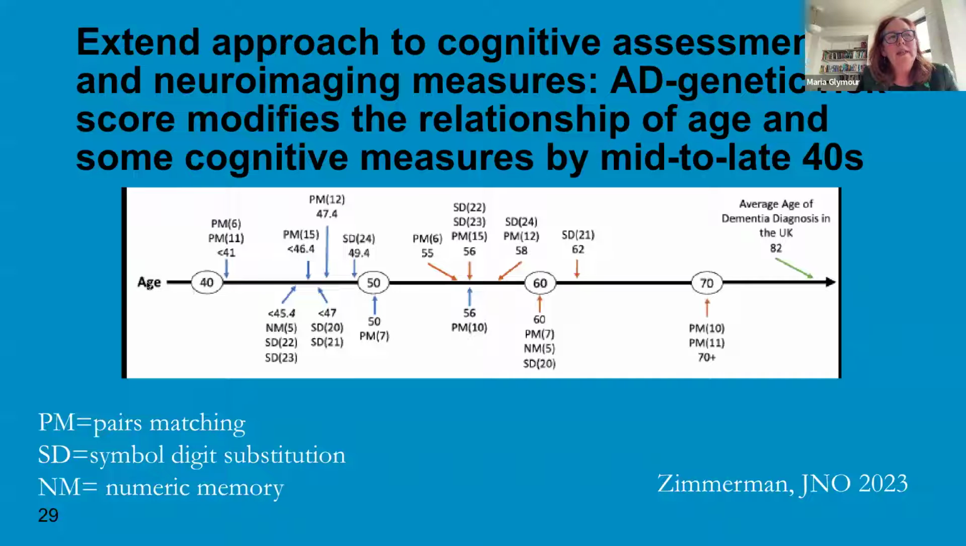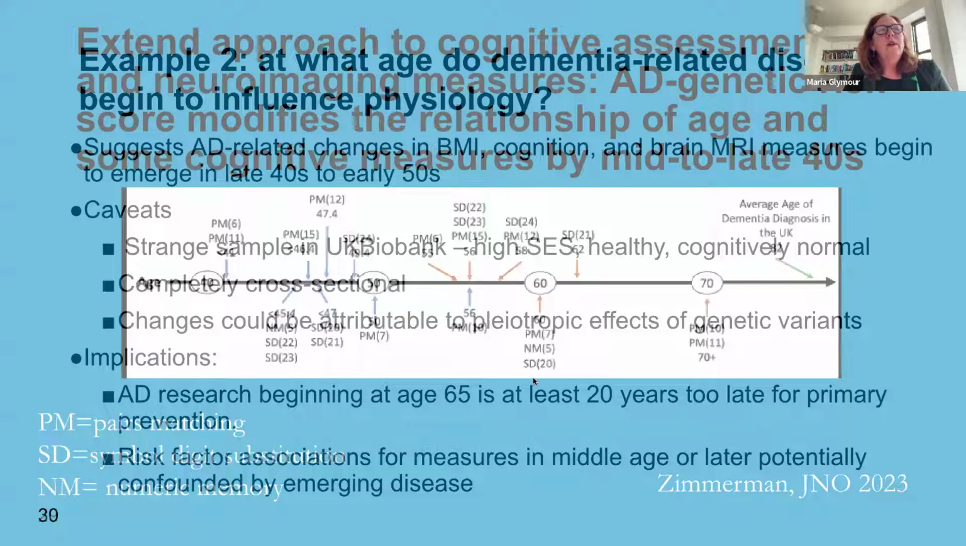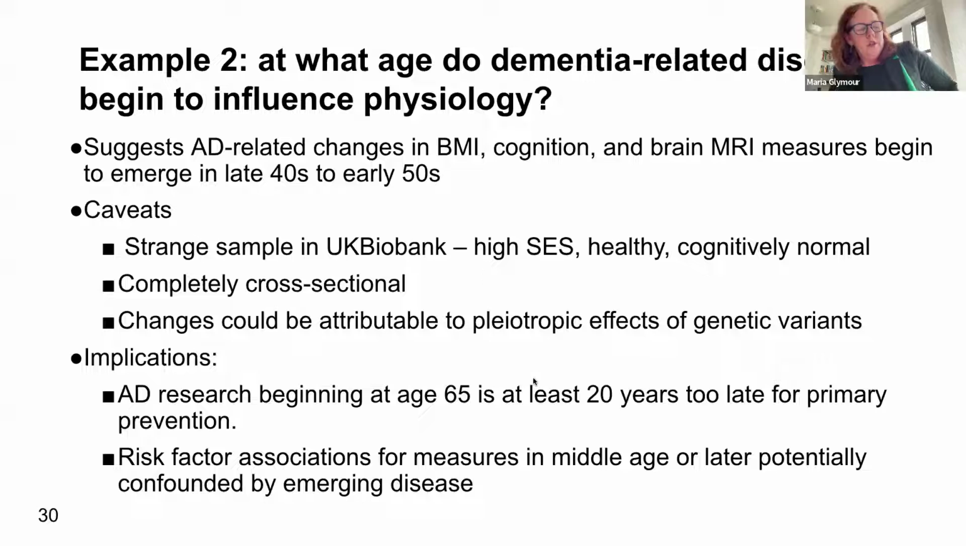And what this is showing is, from age 40 to 70, the best fitting age of divergence. For some of them it was too young to detect in UK Biobank; we never saw a period where there wasn't an association. But for many of them, around late 40s, early to mid 50s, you started to see the AD-GRS predicting accelerated declines. So the conclusion here is that these findings suggest Alzheimer's disease related changes in body mass index and cognition.